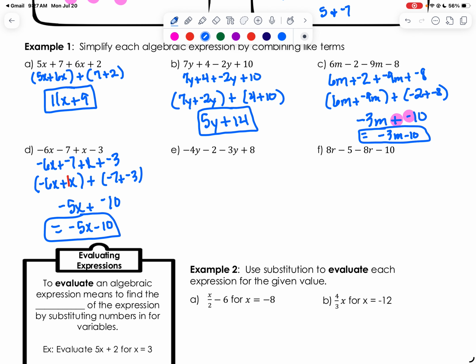All right, pause the video and try problem E and F on your own. When you're done, press play to come back and check your answers.